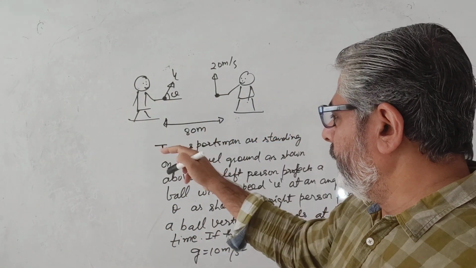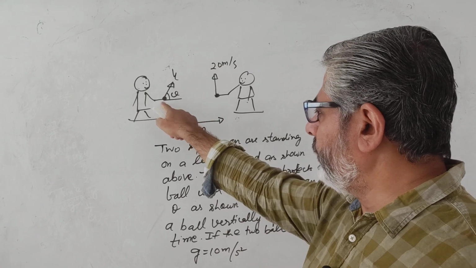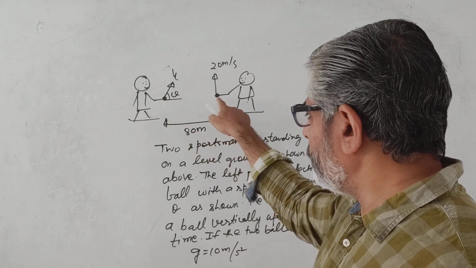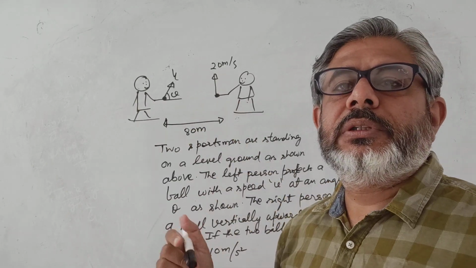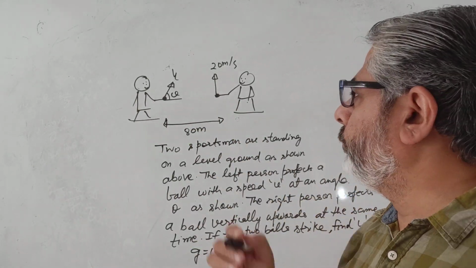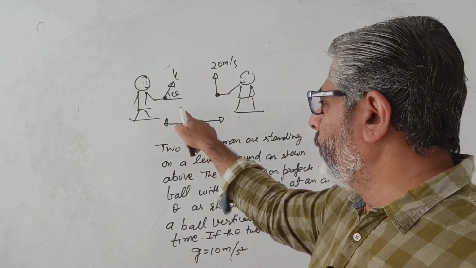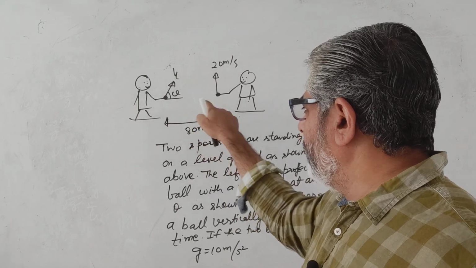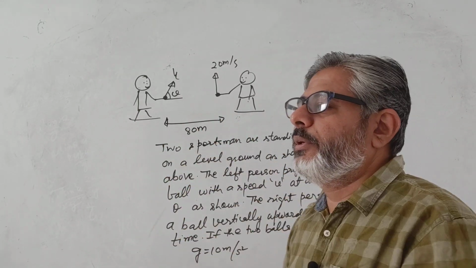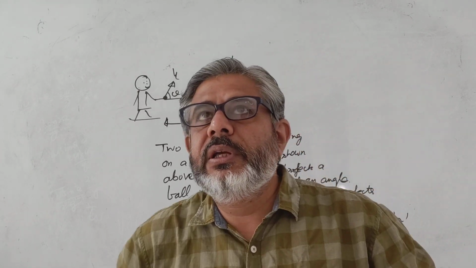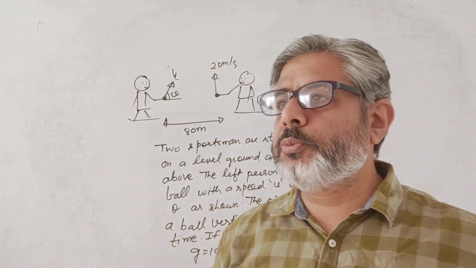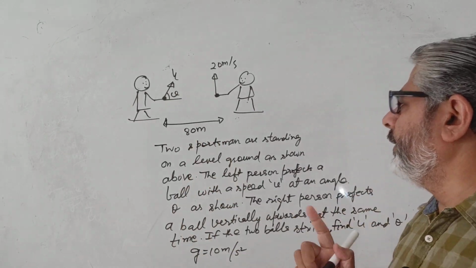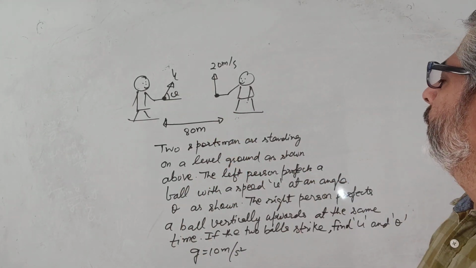Now this person, as you can see, the point of projection of the ball, and this point of projection of the ball, that is the point from where the balls are being thrown. You can see that these are at a distance of 80 meters. So from here, if I am projecting and the other person from where he is projecting, those points are separated by 80 meters. So note this.